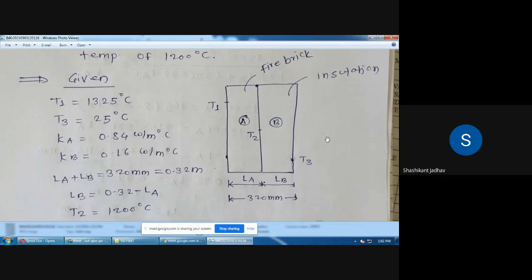Okay, then thermal conductivity of fire brick and insulation is given. So fire brick is denoted by A, insulation is denoted by B. So Ka is equal to 0.84 and Kb is equal to 0.16 watt per meter degree Celsius.